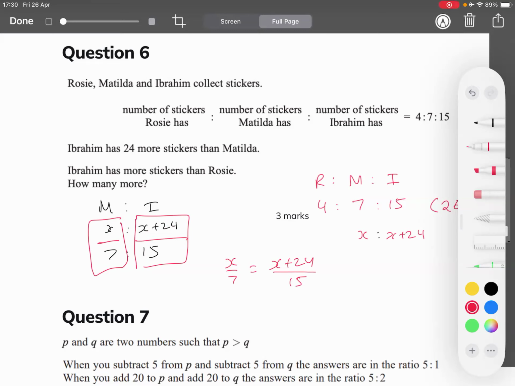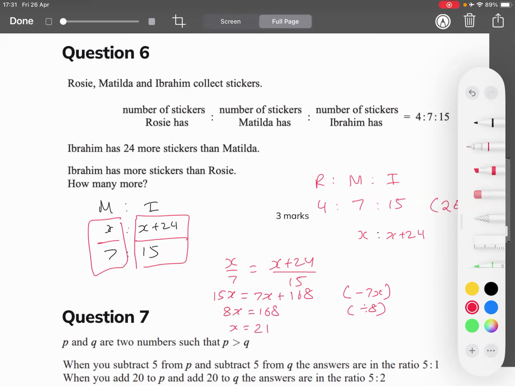Cross multiply, what do I get? 15x equals 7x plus whatever 24 times 7 is in the calculator. 168. How do I move the 7x over? So you have to minus it. Good. 8x equals 168. And then how do I move the 8 over? You divide it, right? Good. What's 168 divided by 8? 21.